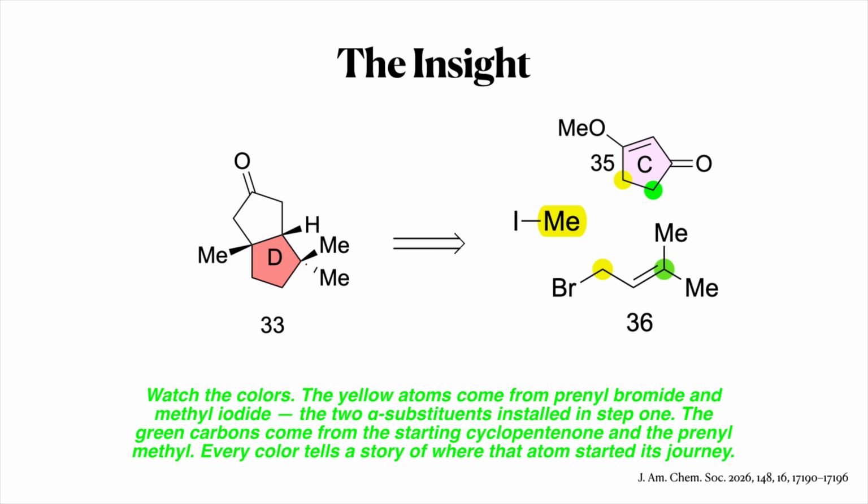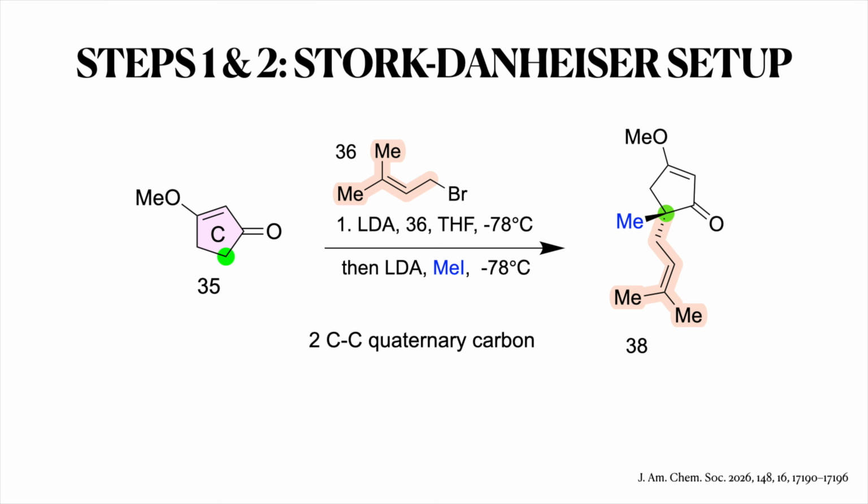Watch the colors. The yellow atoms come from prenyl bromide and methyl iodide. The 2 alpha substituents installed in step 1. The green carbons come from the starting cyclopentanone and the prenyl methyl. Every color tells a story of where that atom started its journey.